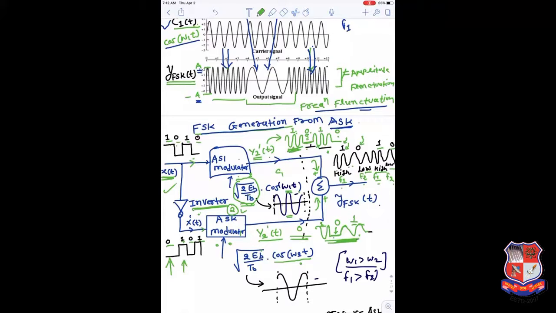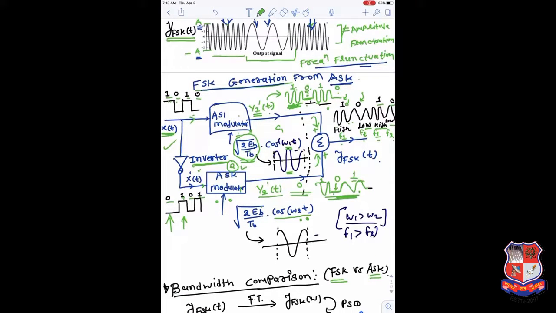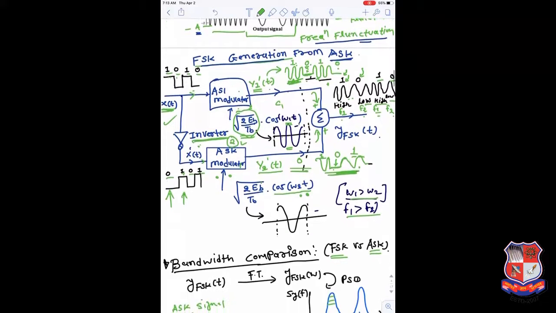In this ASK modulator, we are using the x of t input with the carrier signal of F1 frequency. In the second ASK modulator, we are using the inverted version of the input signal, multiplied with the carrier signal of F2 frequency. So that is the idea. Here the assumption is F1 is larger than F2, that's why omega 1 is larger than omega 2.